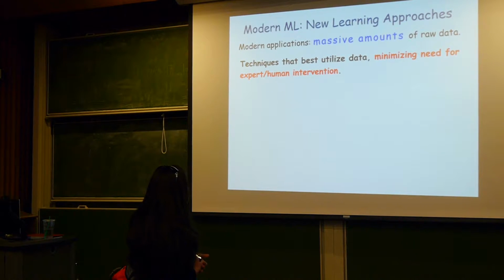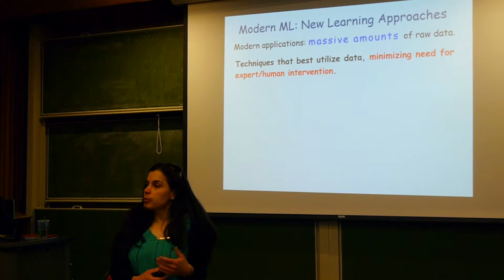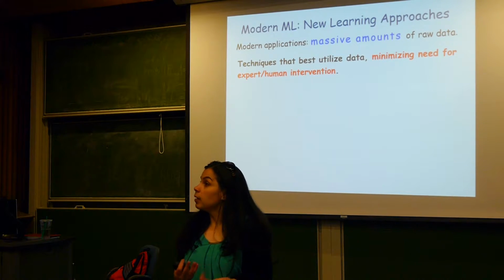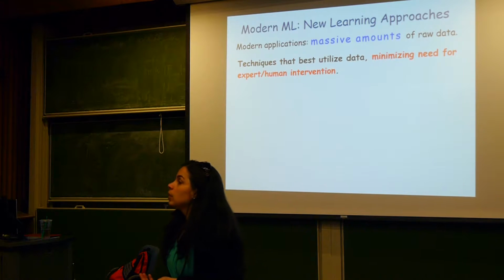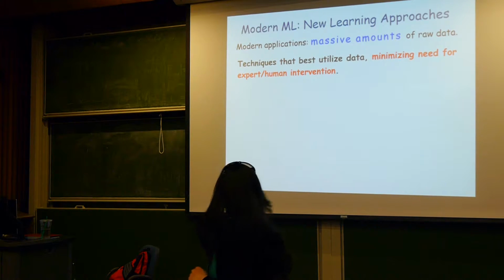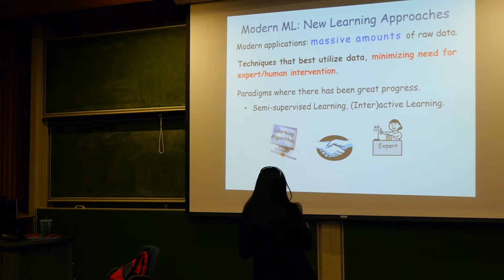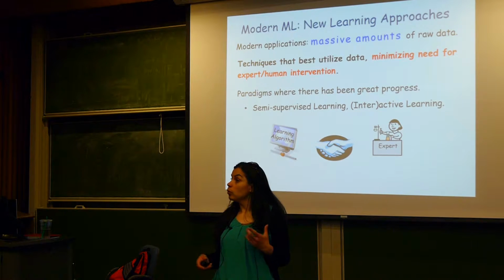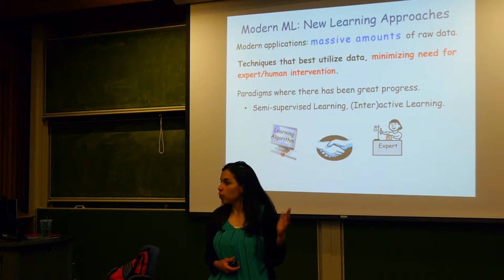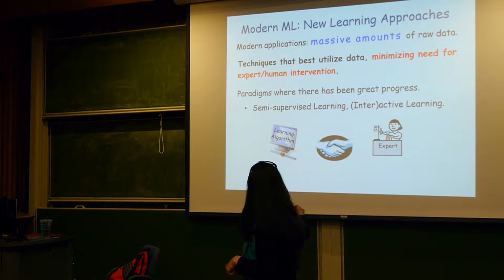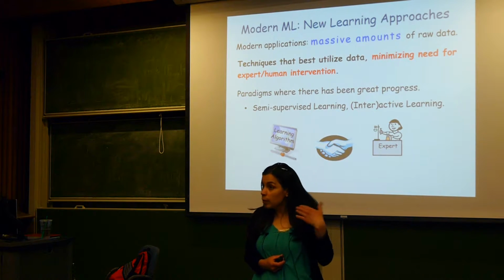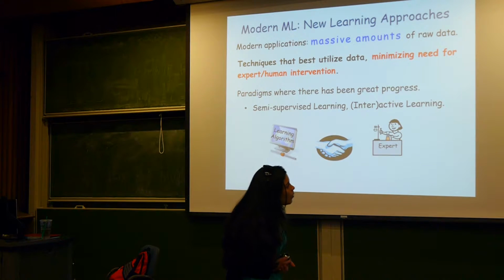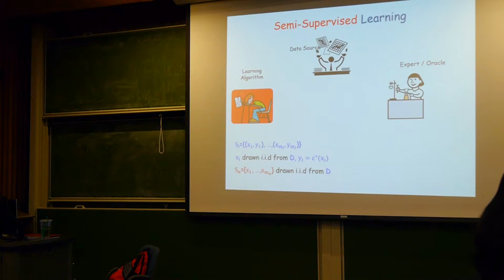That's why a lot of the exciting research in modern machine learning has been on designing learning techniques that most effectively utilize all the available data, but at the same time minimize the need of expert or human intervention. Semi-supervised learning and active learning are two topics that have been well studied, and there has been significant progress. What they're exactly trying to achieve is to best utilize the available data, but minimize the need for expert intervention. Okay, and I just want to spend a couple of slides summarizing semi-supervised learning.